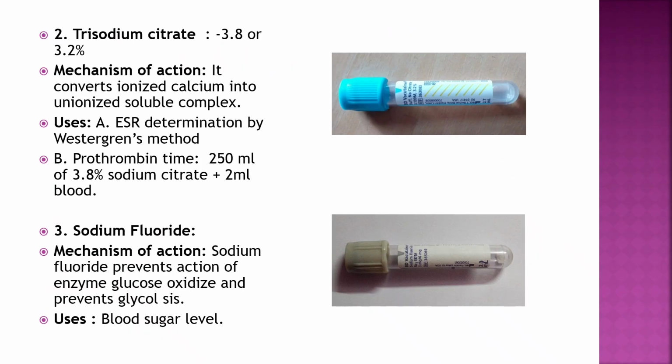Second is trisodium citrate, 3.8 to 3.2%. Its mechanism is mainly that it converts ionized calcium into unionized, so it is not available for blood clotting. Uses are mainly ESR by the Westergren method and blood coagulation tests like PT, PTT, APTT, etc. Third is sodium fluoride. Its mechanism is that it prevents glycolysis of the sugar in the blood, because it prevents the action of enzymes, so the blood sugar level is maintained. Its use is for blood sugar level.